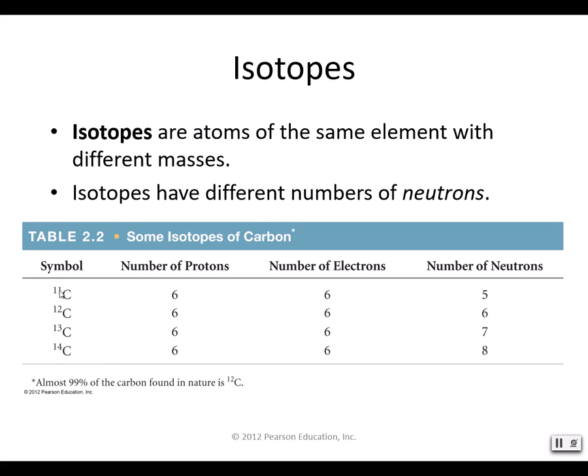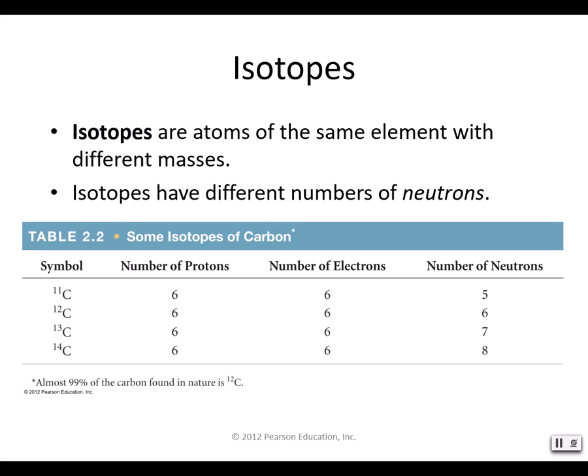Some carbon in the atmosphere or in a sample, naturally occurring, has an atomic mass of 11 AMUs, some 12, some 13, and some 14. Depending upon what element you are talking about depends on how much of that particular isotope is present.